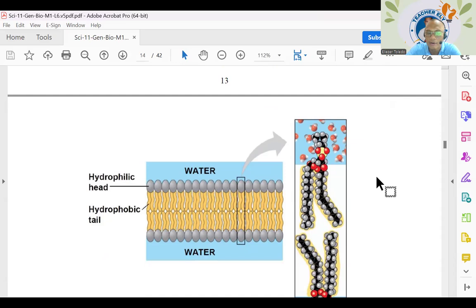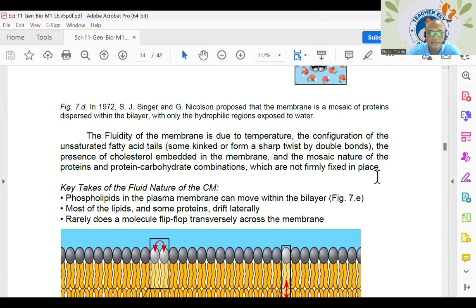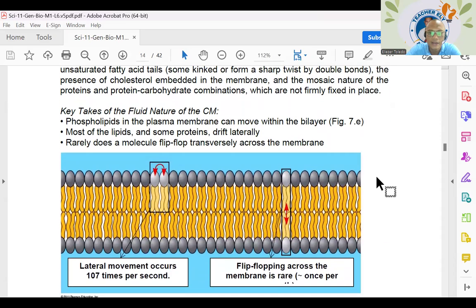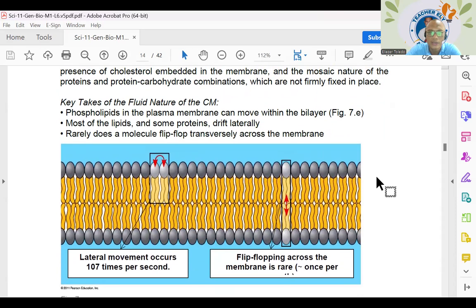This is how it looks like. These are areas that we need to consider. They can move within the bilayer. How do they move? They could drift laterally. They can swap places, of course, 10 to the 7th times per second. That is amazing. The skin, it is steady.